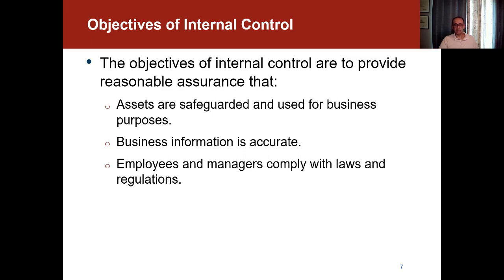The first objective is to provide reasonable assurance that assets are safeguarded and used for business purposes. So the company's assets are protected and they're used for their intended use, not used for other personal use of the managers or anything like that. Then business information is accurate, or in other words, reliable, correct, something we can trust. So that's another objective of internal control. And then the last objective is to make sure that employees and managers comply with or follow laws and regulations.